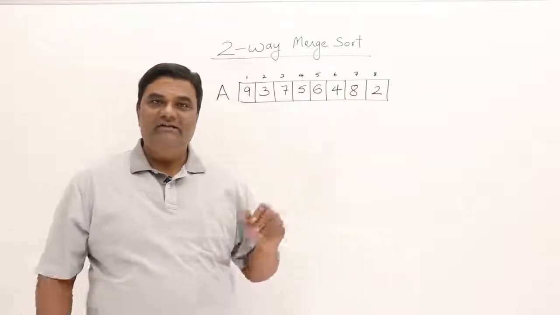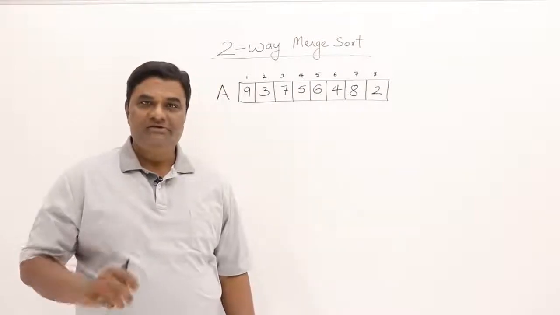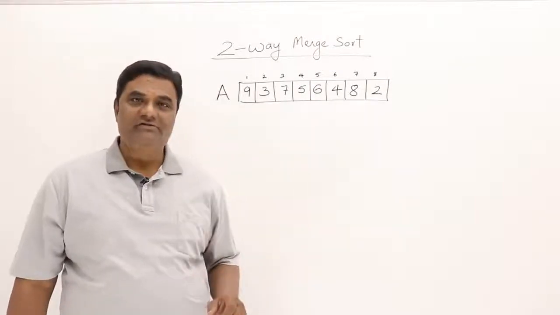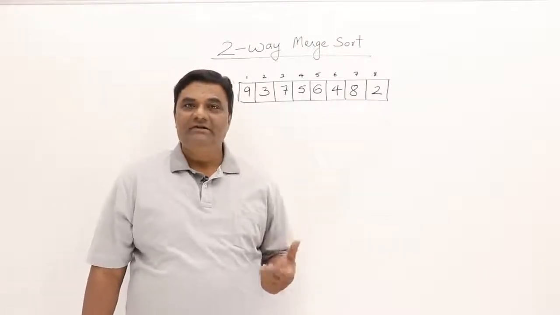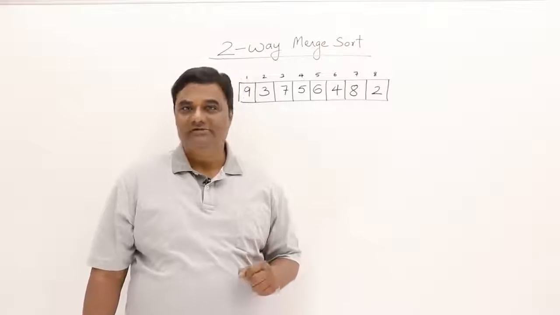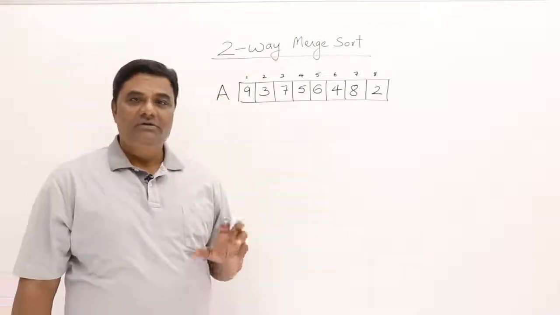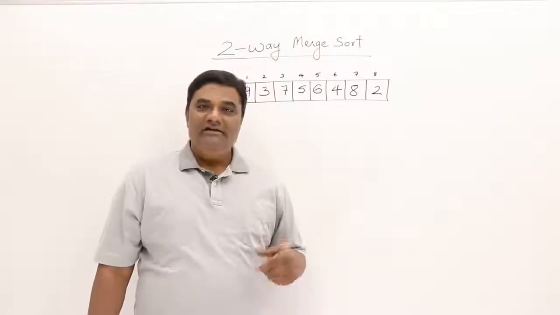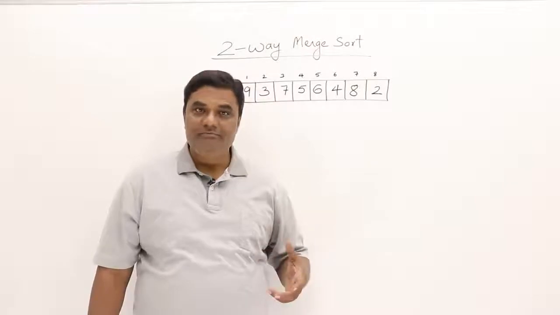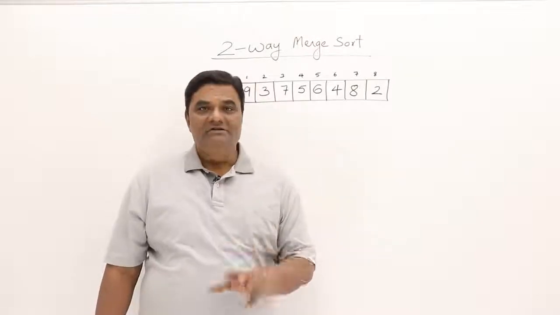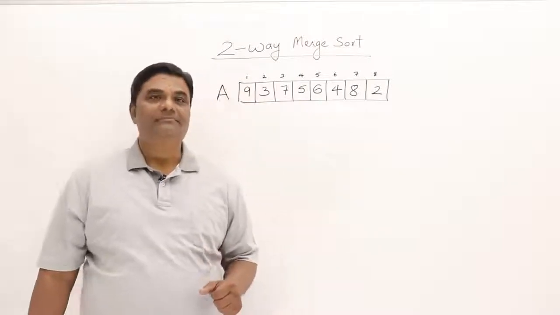Now let us look at two-way merge sort. There are two merge sort methods. One is two-way merge sort, the other one is just merge sort. Mostly people get confused between two-way merge sort and merge sort. Actually, there is a minor difference between them. Two-way merge sort is an iterative process, a repeating procedure that is using a loop. And merge sort is a recursive procedure, a recursive algorithm.